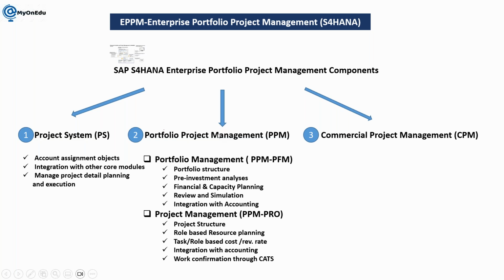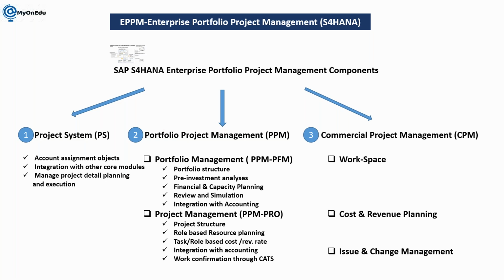Another module is called Commercial Project Management. This module also has three subcomponents: workspace, cost and revenue planning, and issue and change management.